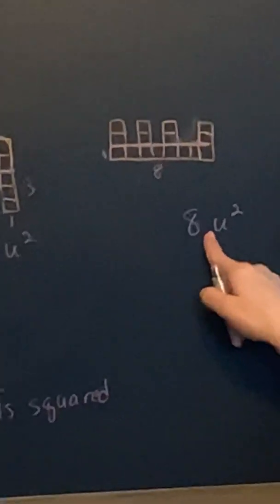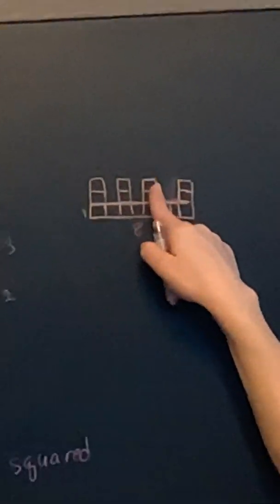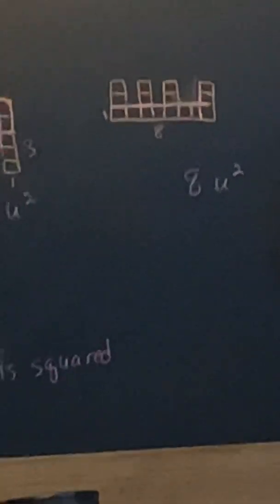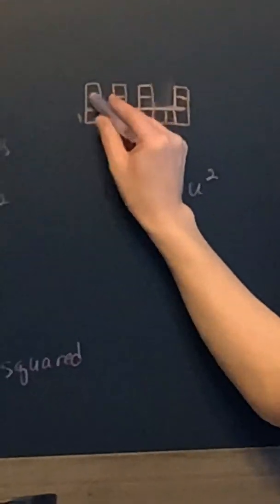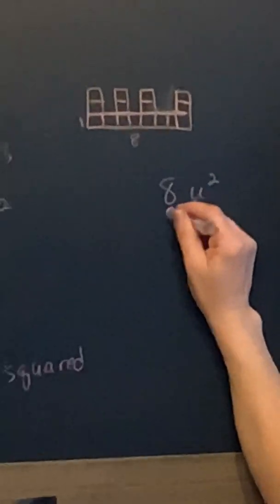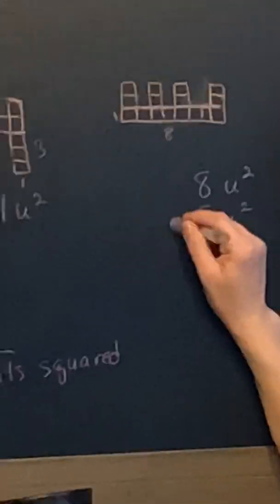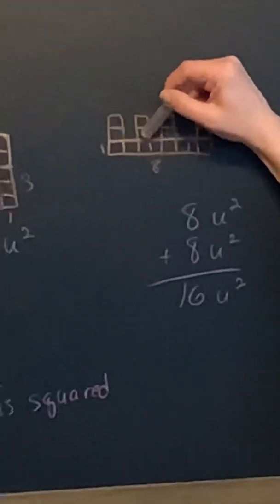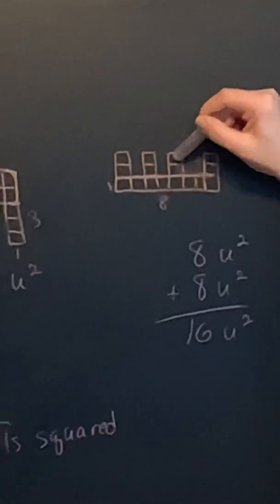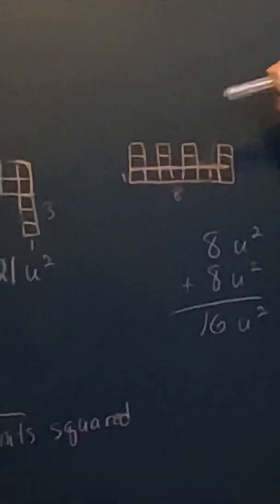So I could go 8 plus 2 plus 2 plus 2 plus 2. Or because they're 2s, I know in my head I could just count by 2s. 2, 4, 6, 8. You should get 16. So let's check it by counting all the boxes. 1, 2, 3, 4, 5, 6, 7, 8, 9, 10, 11, 12, 13, 14, 15, 16.